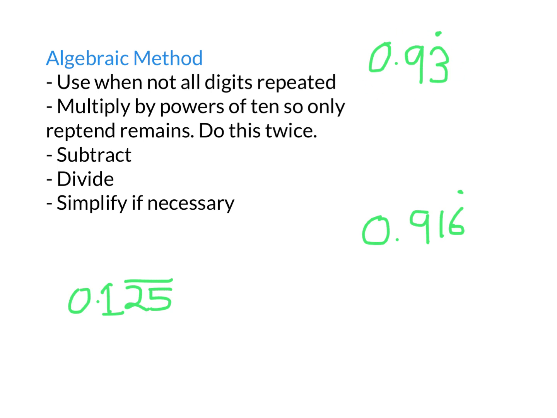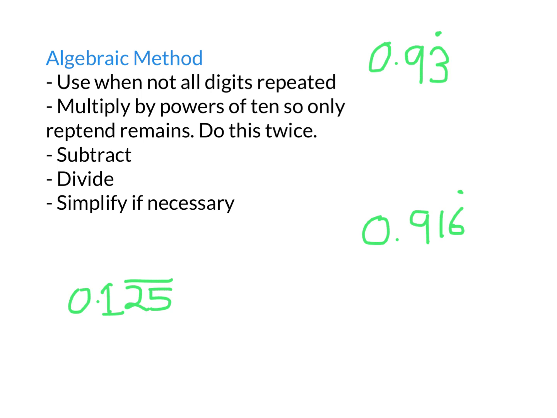If we look at this decimal, it basically has a terminating and a recurring part. The 9 is terminating. It doesn't go on forever. Only the 3s go on forever. So this has a digit, 9, that is not repeated. It's not part of the reptend. That's when we know to use the algebraic method.